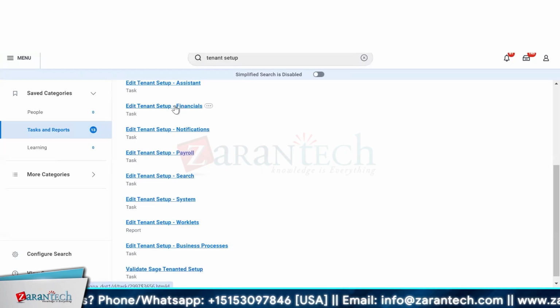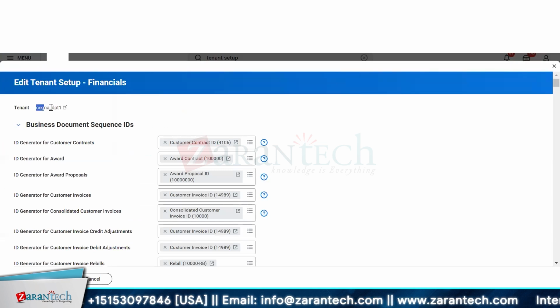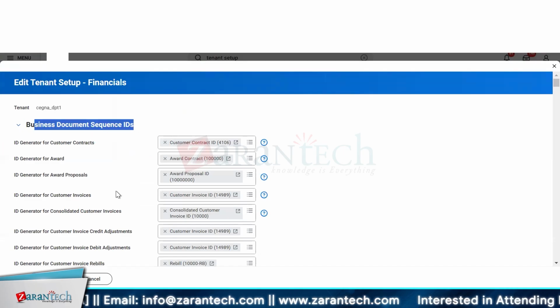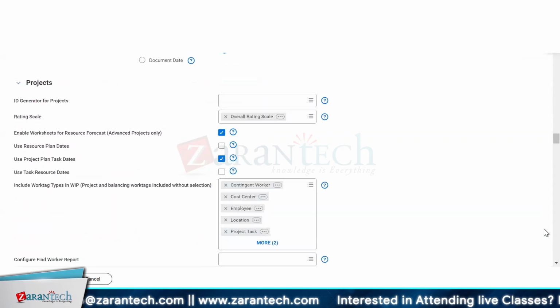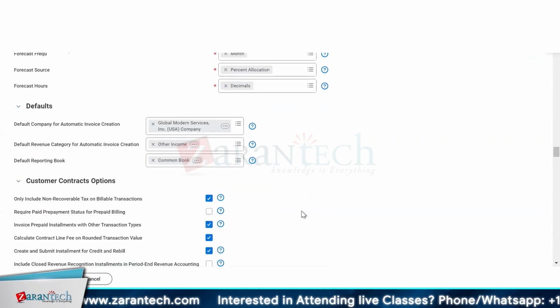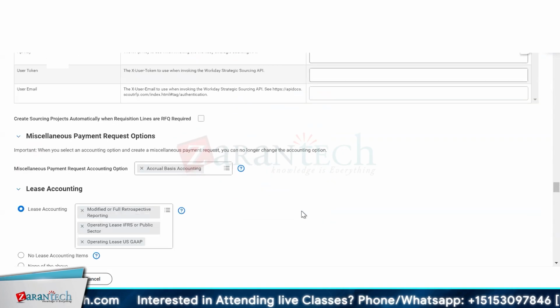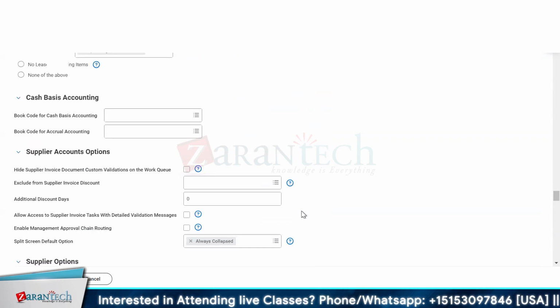For example, I'm going to add a tenant setup. Here you can see that this tenant setup name is CEGNADPT1. And here for the business documents sequence ID, we have this setup. If I go down to the business entity document projects, there is setup for budget, projects, defaults, customer contracts, procurement, a lot of information that we have to set up.